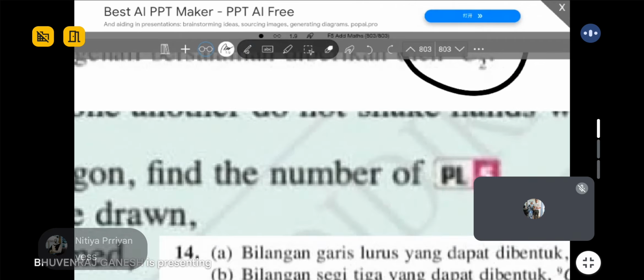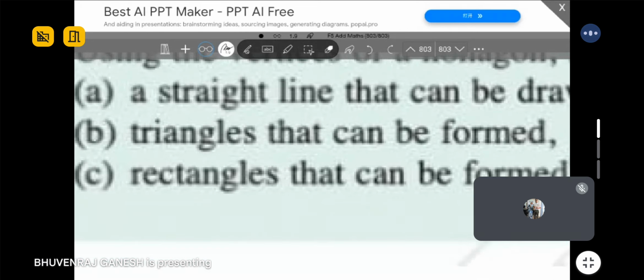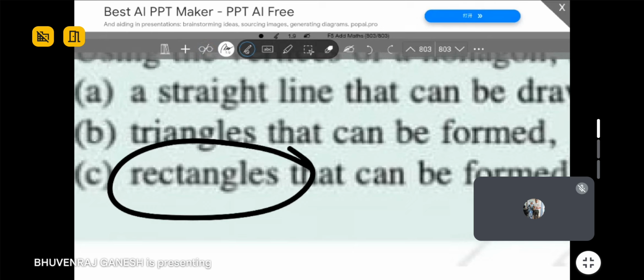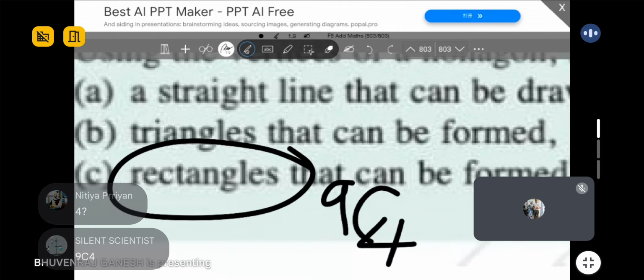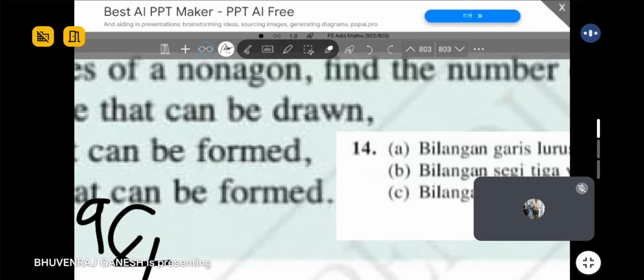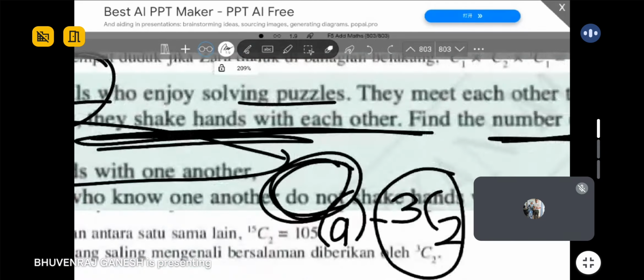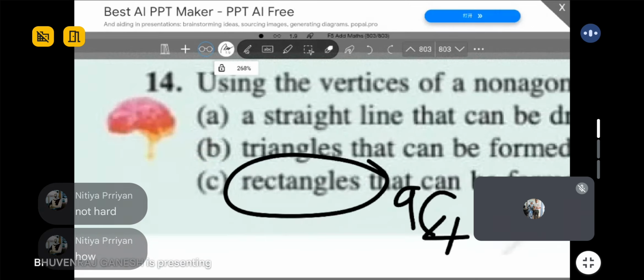Last one. They ask how many rectangles can be formed. Now it's a quadrilateral, so 9C, how many? 4, yes. Because a quadrilateral has 4 vertices, so the answer is 9C4. So the answer is 126.